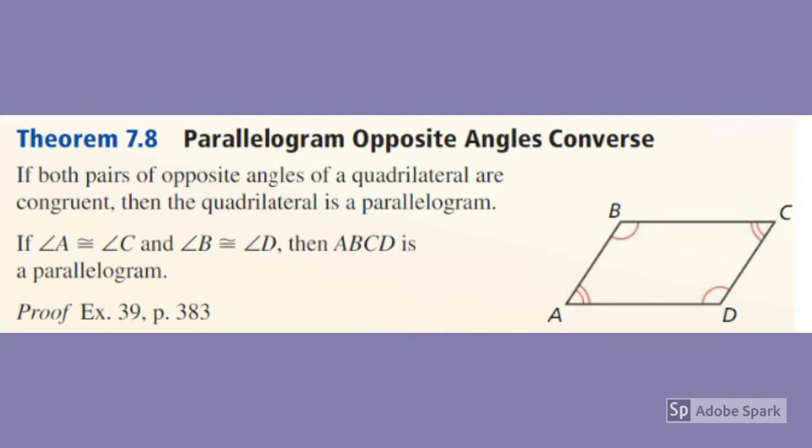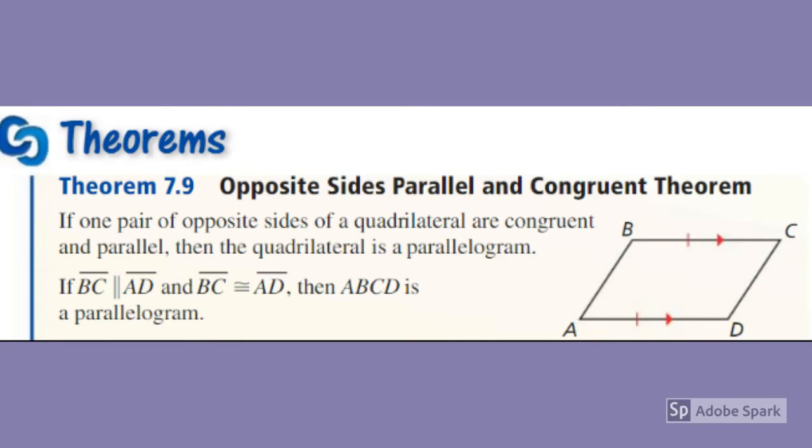The next theorem we saw was the opposite angles theorem. It states that if both pairs of opposite angles of a quadrilateral are congruent, then the quadrilateral must be a parallelogram. This theorem actually wasn't mentioned in the last section at all. That's because this theorem is unique to proving quadrilaterals are parallelograms.